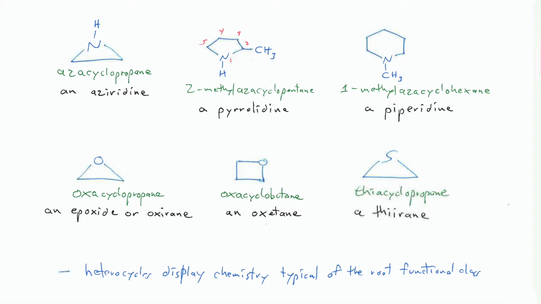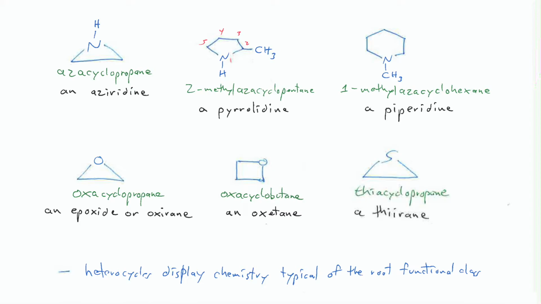So next we've got a couple of examples of oxygen-containing heterocycles. First up, we've got a 3-atom ring containing an oxygen, so it's going to be a cyclopropane derivative with an oxa prefix, so oxa cyclopropane. Of course, you probably recognize these. These are also called epoxides or oxiranes. Another frequently encountered heterocyclic system that contains an oxygen is the oxa cyclobutane, a 4-atom ring with an oxygen. These are often referred to as oxetanes.